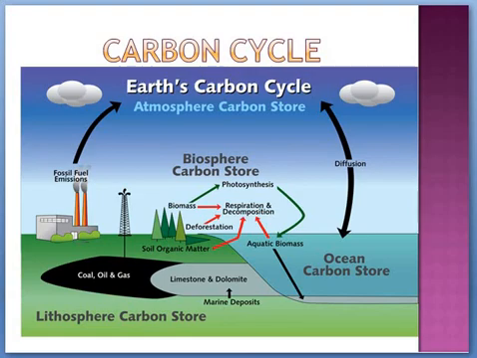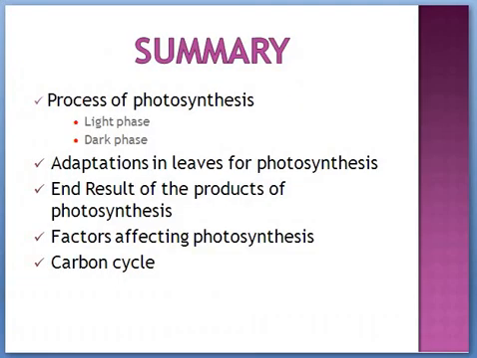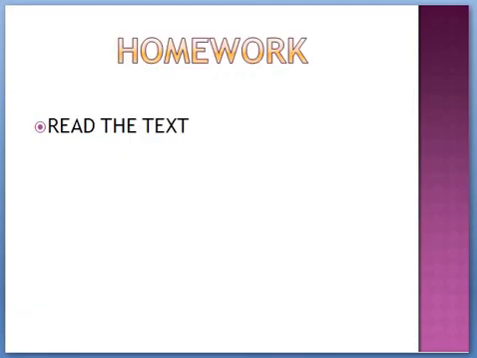So today what are the topics we have discussed? We have discussed the process of photosynthesis and adaptation in the leaf, products of photosynthesis, factors affecting photosynthesis, and then we discussed the carbon cycle too. Okay, I guess you have understood this, and your homework is please read the text. Okay children, please read the text, and in one more class I can complete photosynthesis, and your next week's cycle test would be from this part, the photosynthesis part.